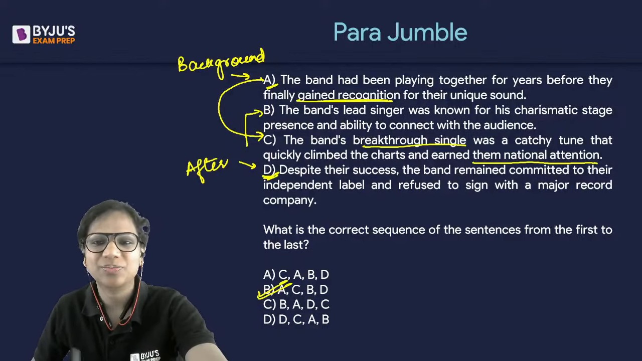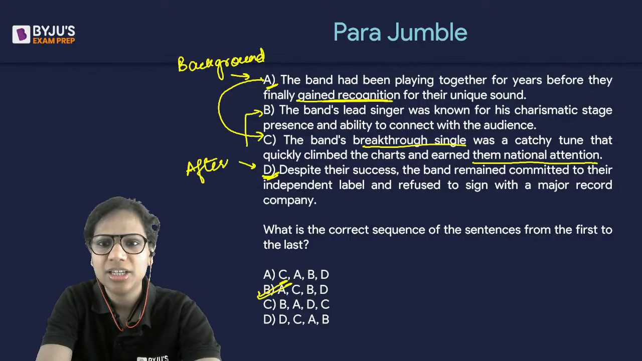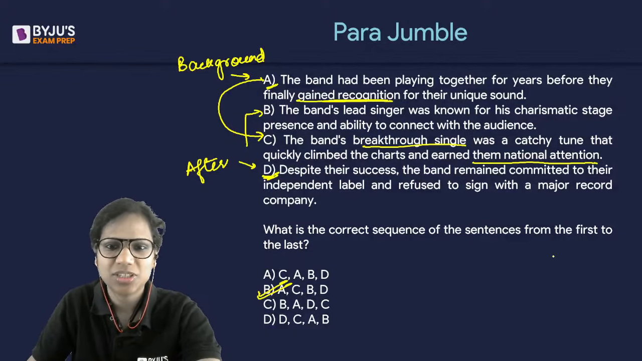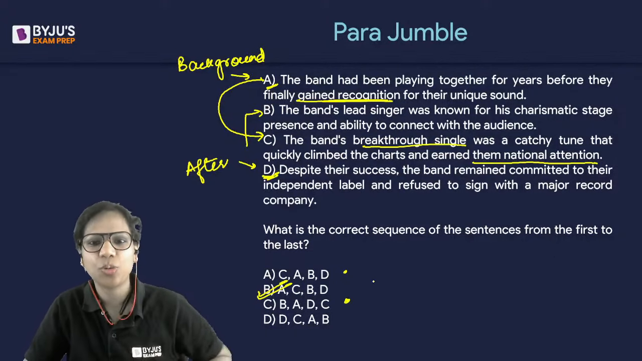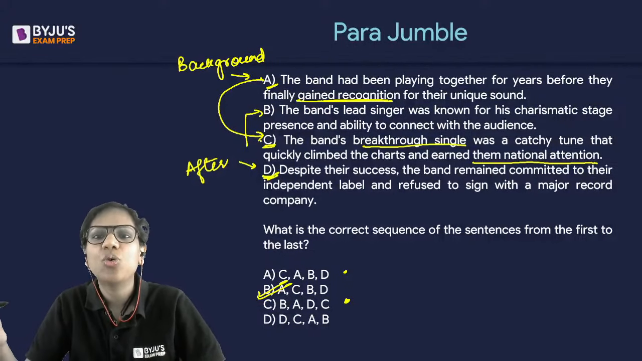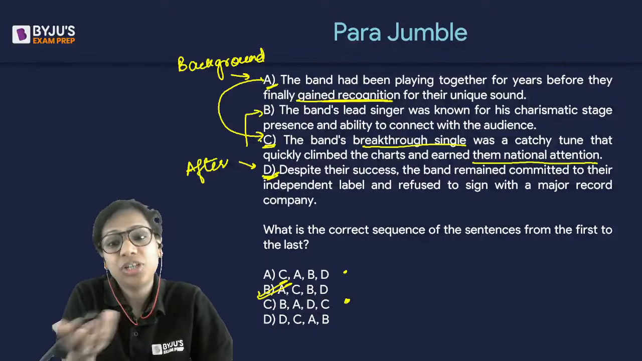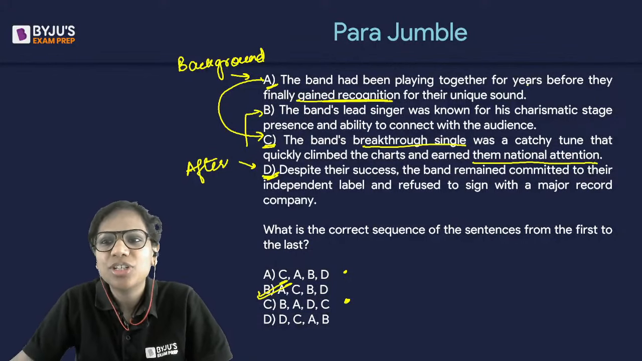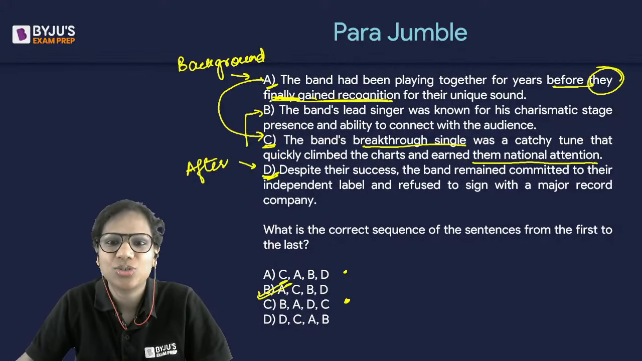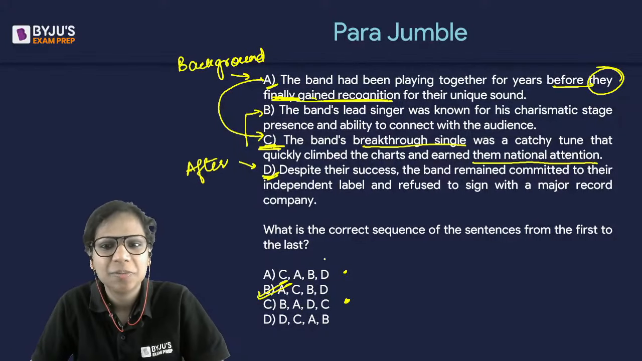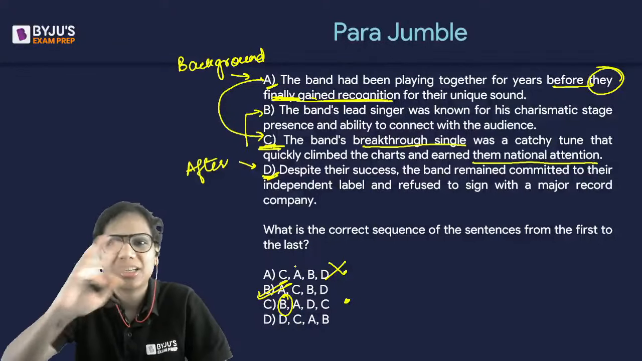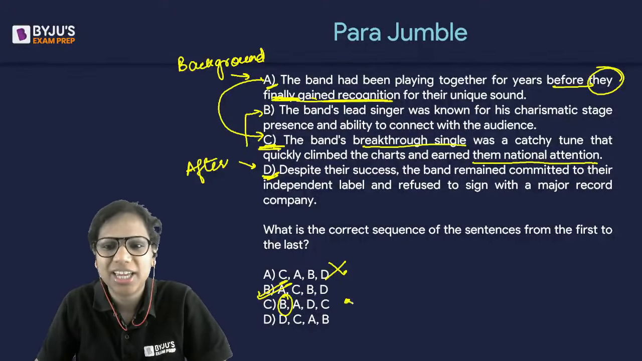No other sequence fits. Okay, let's see what else you've said. Just a second. A, B, A, D, C and C, A, B, D. These are two other sequences that I've got. Option A and option C. C cannot be the opening sentence because we first give a background. If you put C first, A does not make sense afterwards, right? So we first talk about the part before they finally gained recognition. This is the part where they finally gained recognition, so this cannot happen. First we'll talk about the band, then we'll come to the band's lead singer. First the band as a whole, then the band's constituent parts. So again, C does not fit.